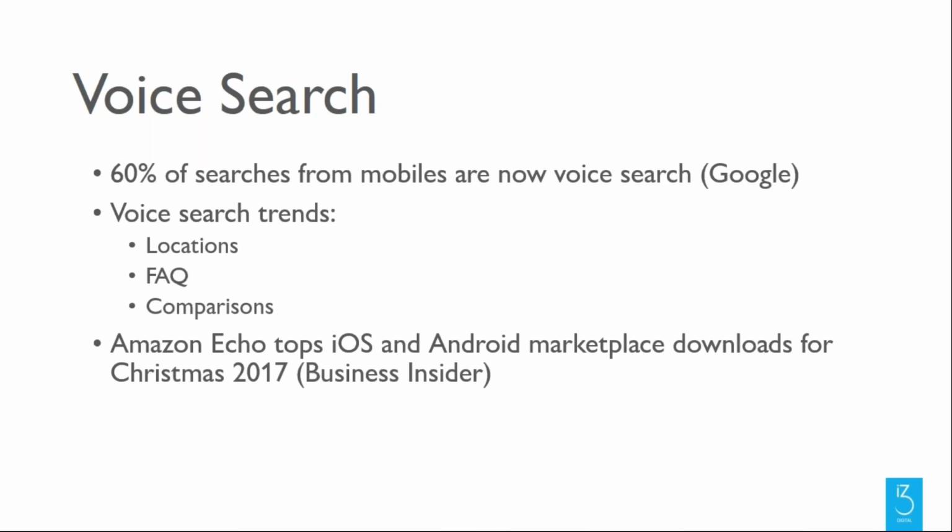And finally, as I alluded to at the start, Amazon Echo topped the iOS and Android marketplaces for downloads over Christmas in 2017, which is impressive considering the amount of apps that are available. So clearly, whereas last year it might have been seen that Echo and Google Home were two products that were new to the market and a bit innovative and interesting, there now seems to be much more consumer demand.